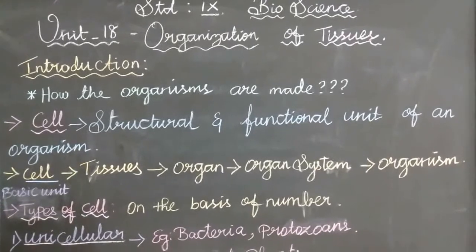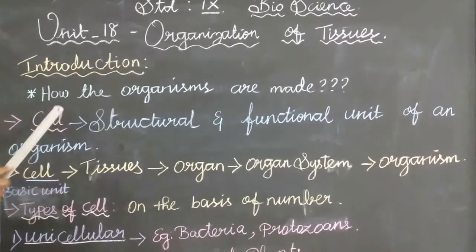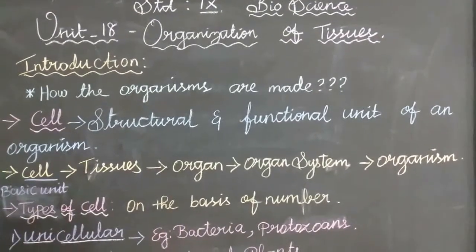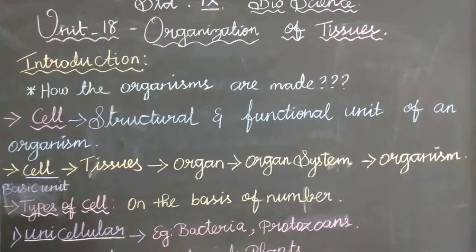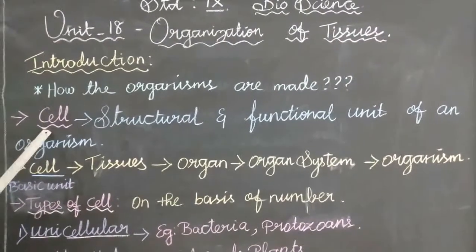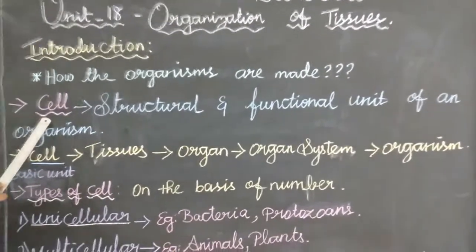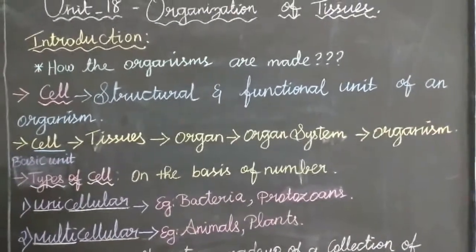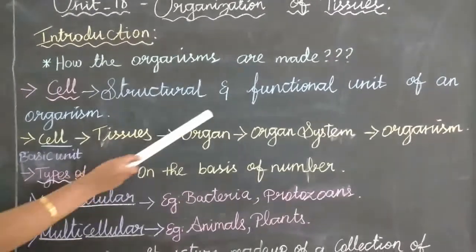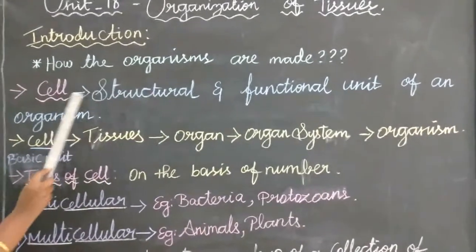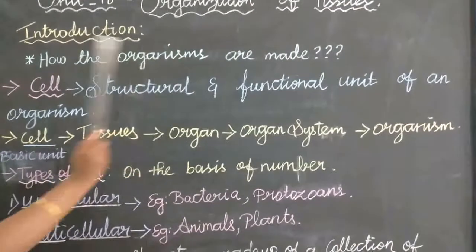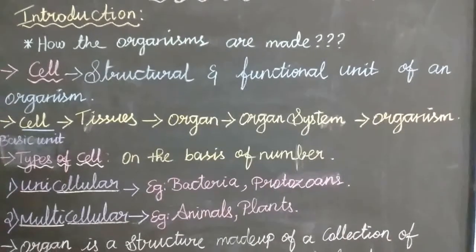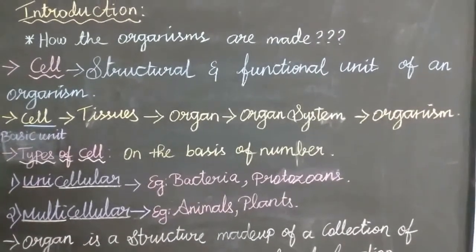Do you have any idea about how the organisms are made? Yes, you already studied that in your previous classes, I think so. Cell. So, what is meant by cell? The cell is the structural and functional unit of an organism. So, without cell, the organism cannot be produced.